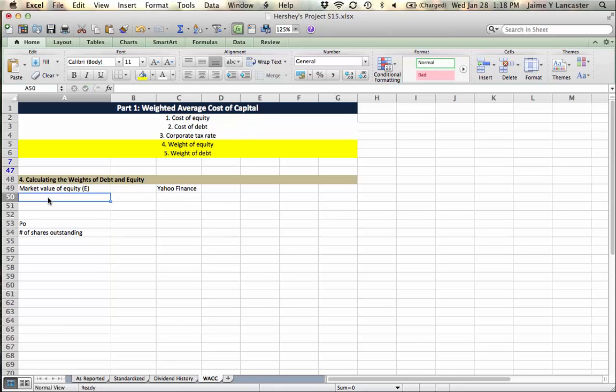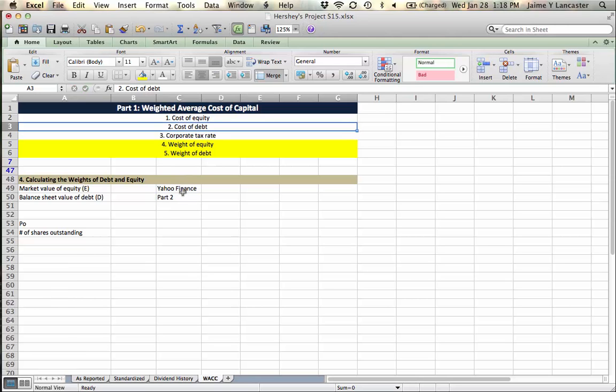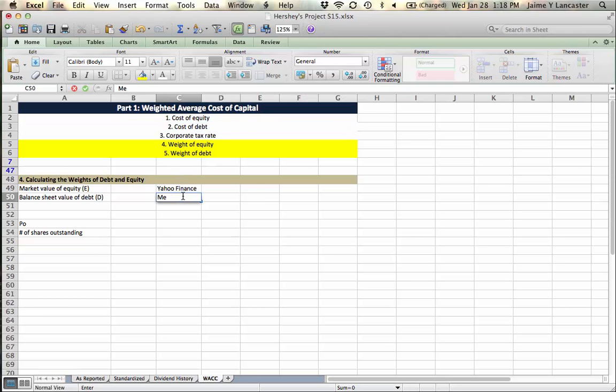Then we're going to need the value of debt. It would be great if we could have the market value of debt, but we don't really get that, so we're going to use the balance sheet value of debt, or the book value of debt, and we're going to call that D. And this we get from part 1, number 2, right here. You get it from the cost of equity. So it's really from Mergent, but you have it above.